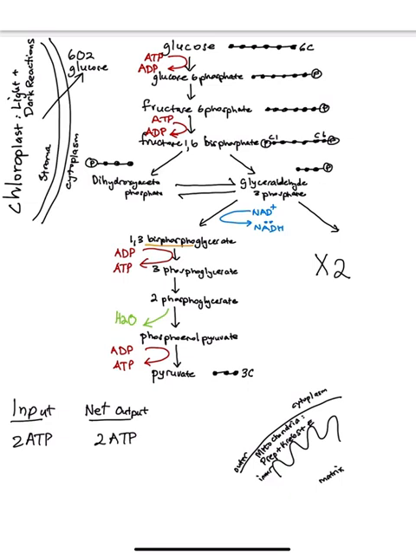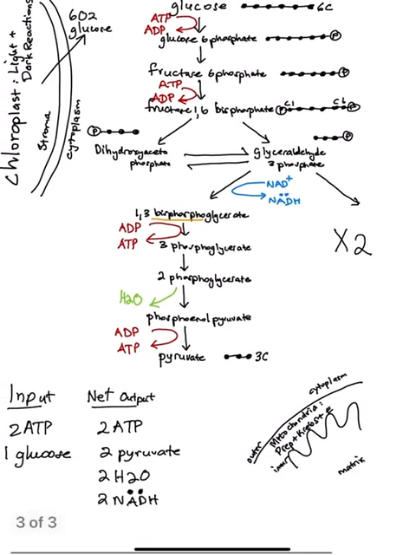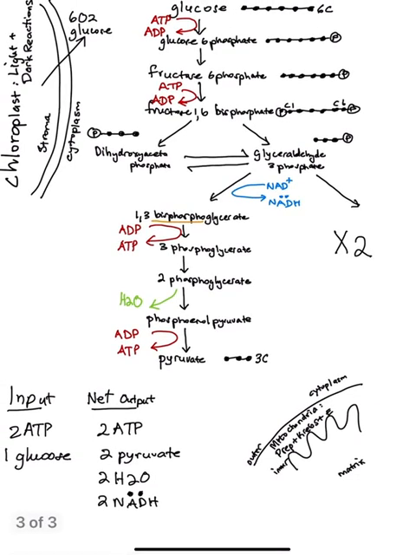So in order to make 4, we had to put in 2. That's why we say our net output is 2. We did put in 1 glucose molecule and we're going to end with 2 pyruvate molecules. We see 2 water molecules exited, and then we also see 2 molecules of NADH. Remembering that everything down at the bottom needs to be multiplied by 2. So we'll discuss the prep reaction and the citric acid cycle or Krebs cycle in the next video.